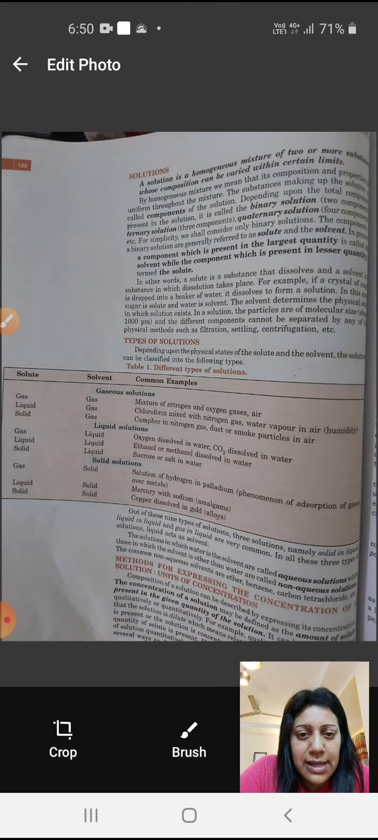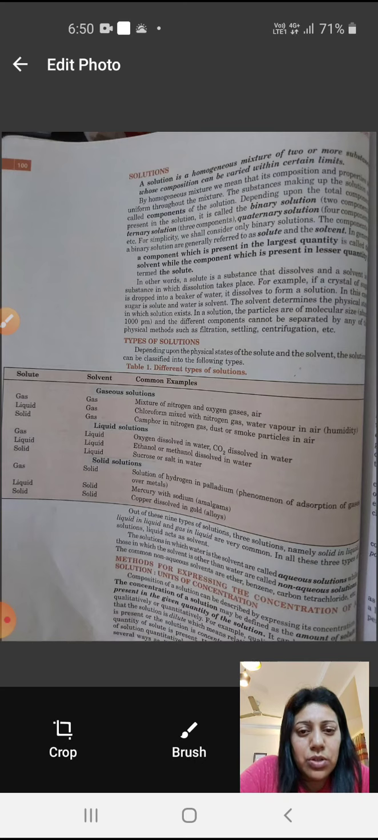The example of gas in gas is a mixture of nitrogen and oxygen gases. For liquid in gas, the example is chloroform mixed with nitrogen. Chloroform is in liquid form, mixed with nitrogen gas, and its formula is CHCl3. Next is solid in gas: camphor in nitrogen gas.